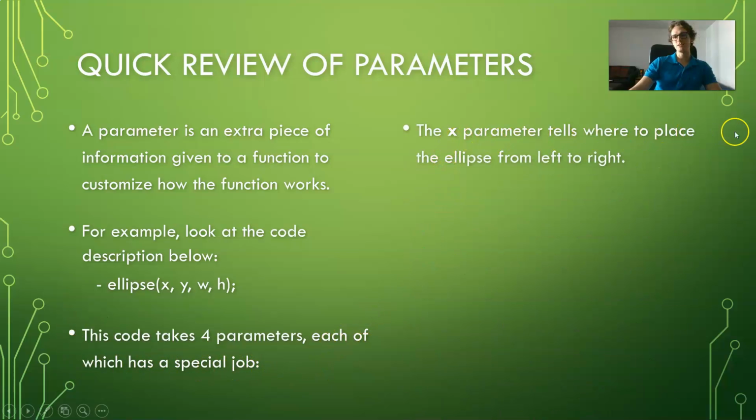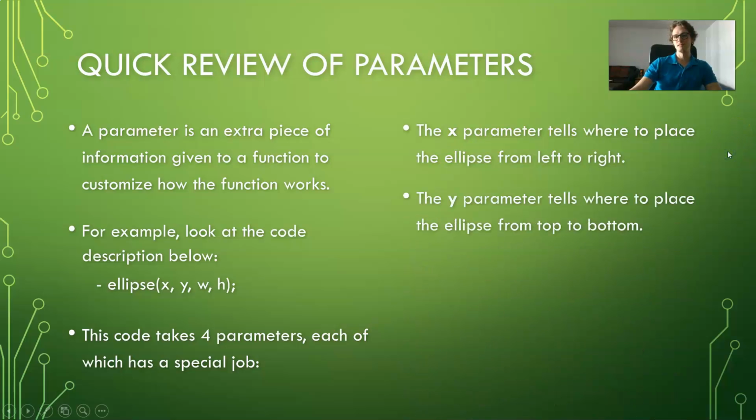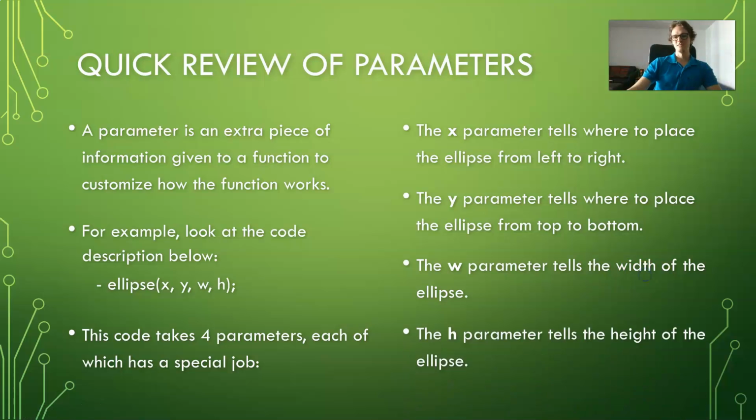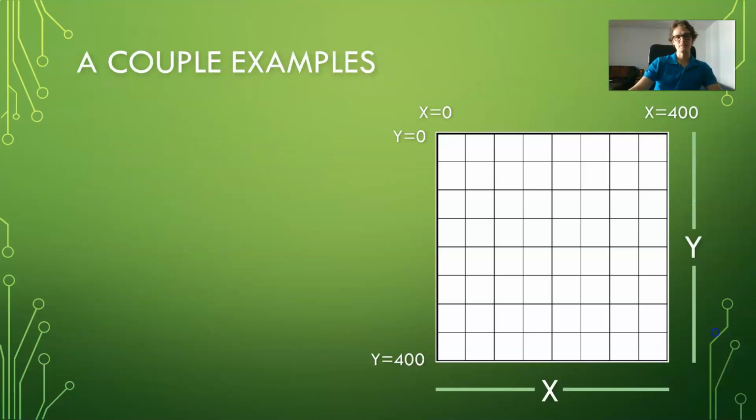The X parameter tells where to place the ellipse from left to right. The Y parameter tells where to place the ellipse from top to bottom. The W parameter tells the width of the ellipse, or how wide it is. And the H parameter tells the height of the ellipse, or how tall it is. Okay? A couple of examples.